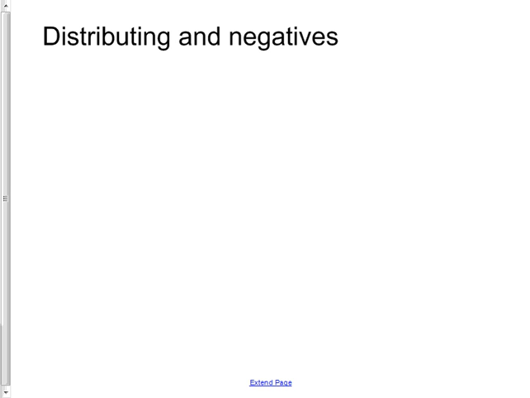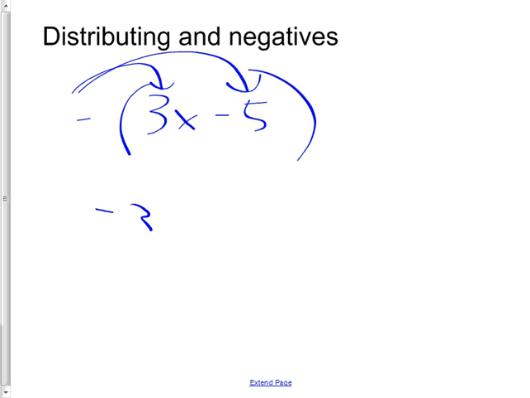Distributing in negatives. So let's say I had something like this. Can I just drop the parentheses? No, because there's something being done to the parentheses. So this negative needs to get distributed to both parts like this, and I'd have negative 3x and then what? Plus 5.